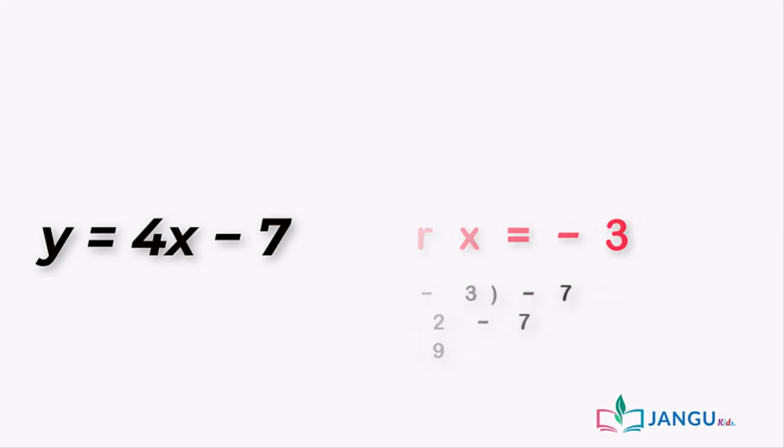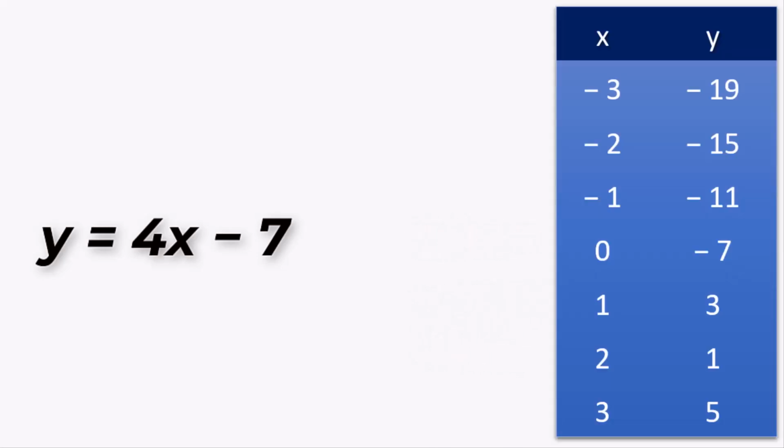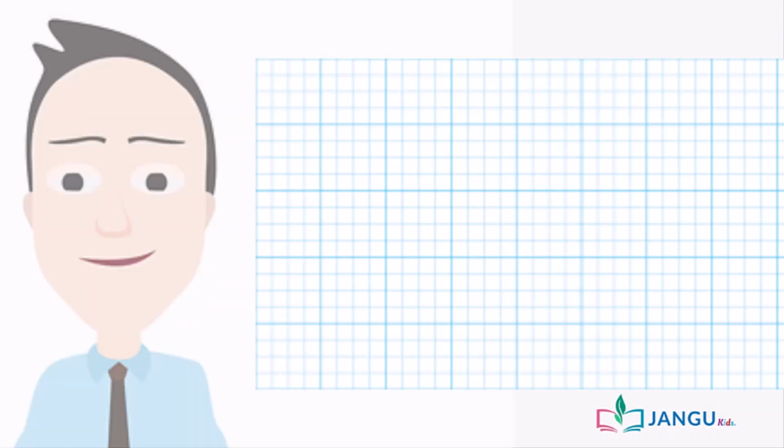Using this example, the remaining values for y in the table will be minus 15, minus 11, minus 7, minus 3, 1, and 5. To plot the linear graph, you draw a Cartesian plane and plot the points of the x and y values using your knowledge from the first part of the lesson.